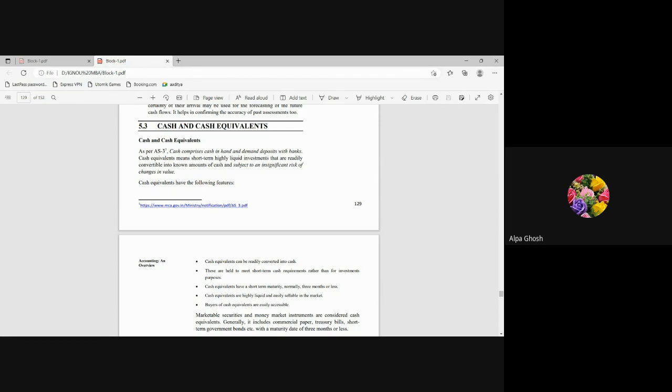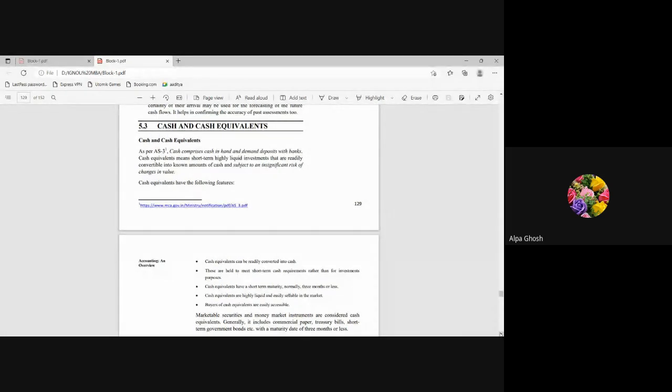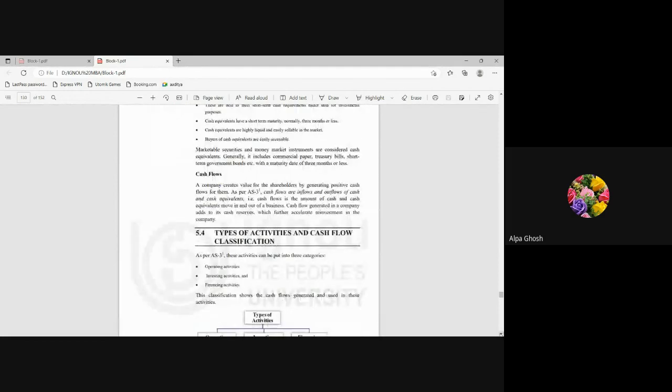It does not change its value. It does not change its value means that if you know that you are going to receive 1 lakh rupees, this 1 lakh rupees is received. You are not going to change that 1 lakh rupees. But if it is in the form of debtors or any other stock, you are not sure that you are going to receive those amounts in full or final installment. Marketable securities are mostly coming under this cash and cash equivalent.